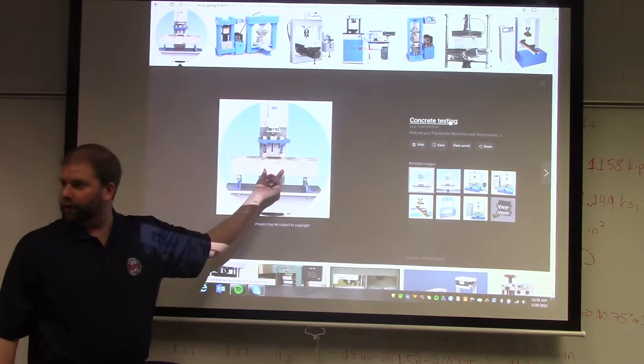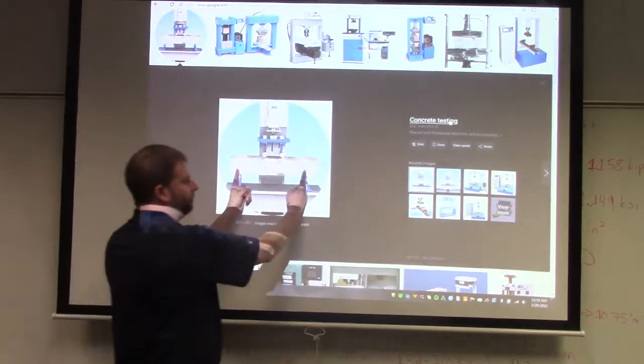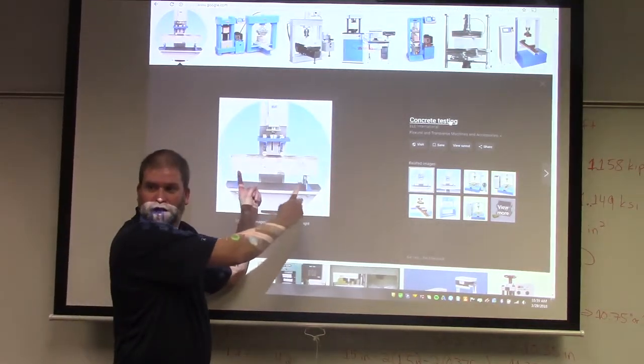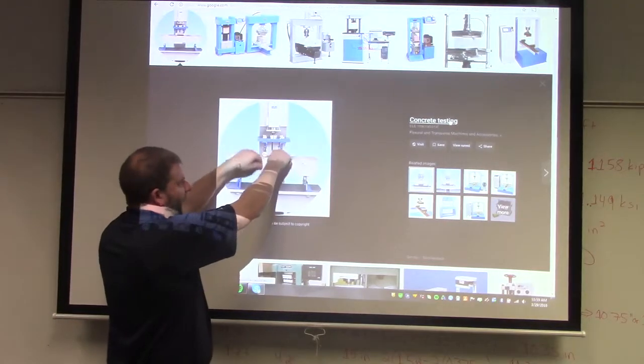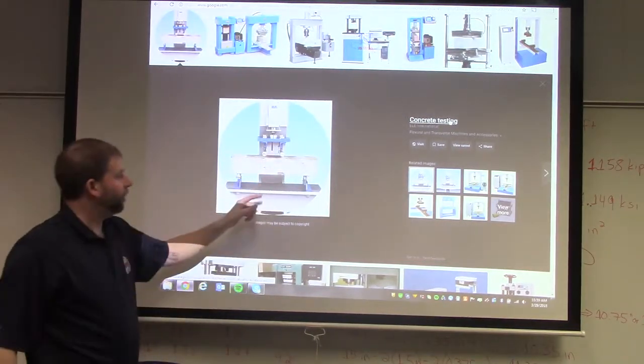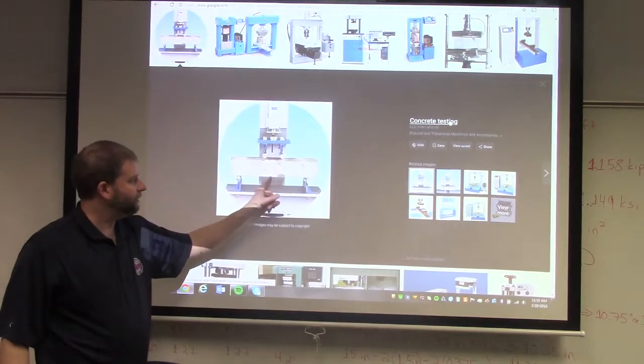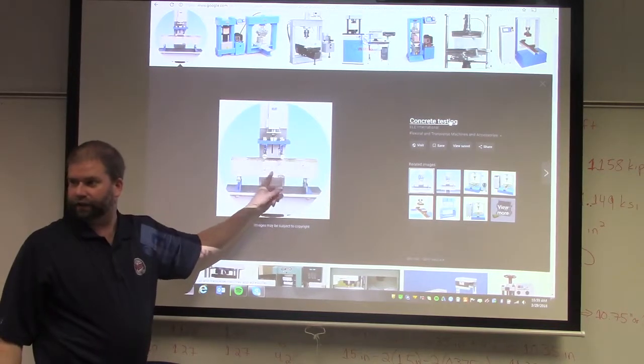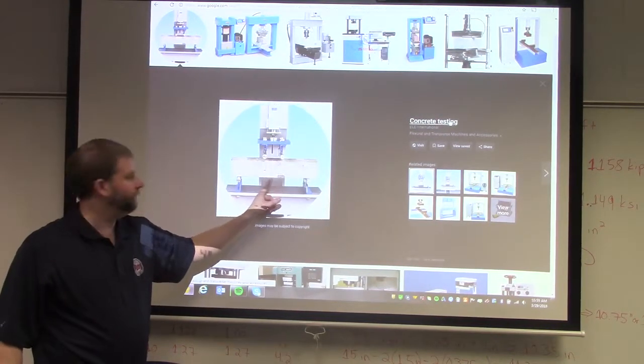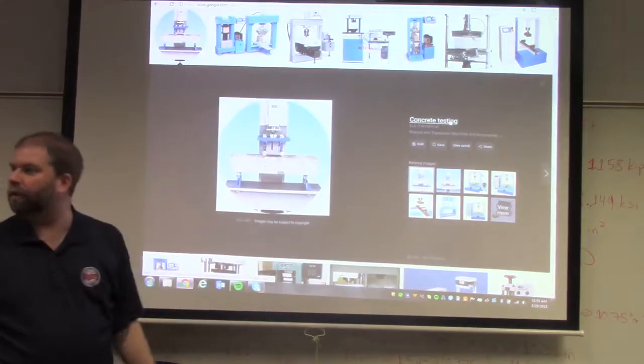Yep. Because think about what's happening. This is pushing up on it, right? So it's not allowing it to move. This is pushing down, right? So the tensile face, the greatest stress on the tensile face is going to be right down here. Okay? So it should fracture in that middle third.